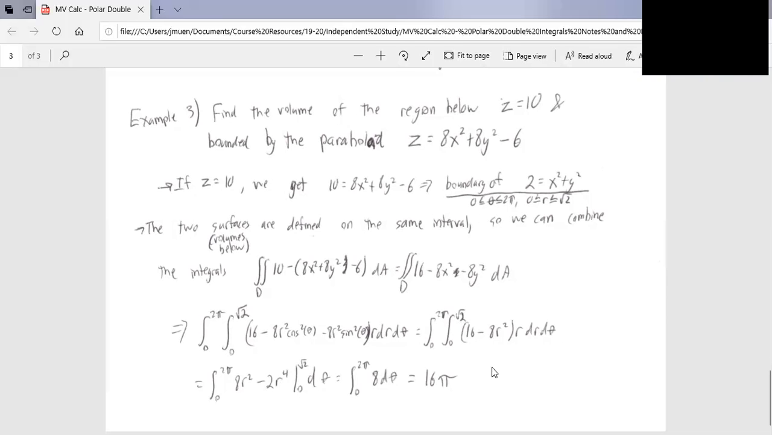So here, integrate with respect to r first, get 8r squared minus 2r to the fourth. When we plug things in, that's just going to give us 8. So we just get the integral with respect to theta now from 0 to 2 pi of 8 d theta, which is 16 pi. And that's pretty much all we need to do.